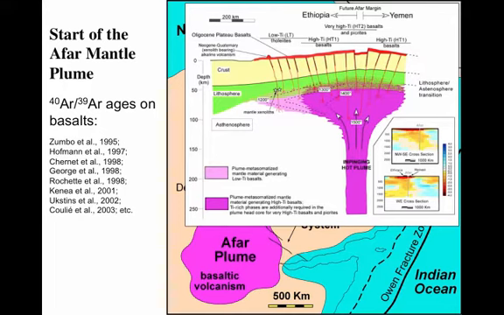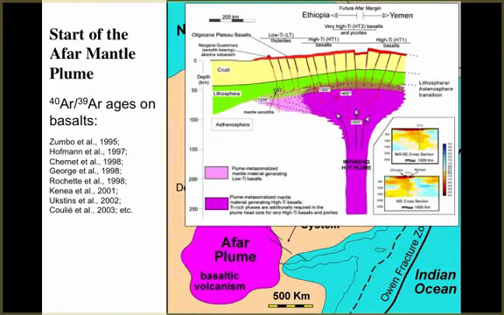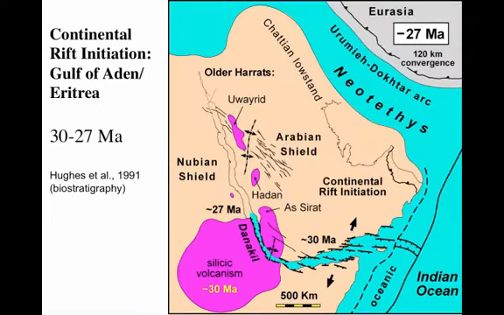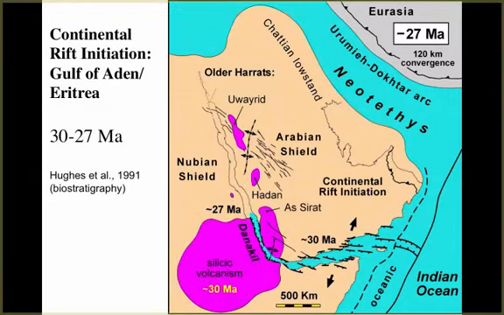This plume is causing diking, uplift, and intrusion of these basalts into African crust. And this process is going on at the same time that rifting is beginning in this area. We see continental rift initiation in the Gulf of Aden and in the Eritrea area at around 30 to 27 million years.